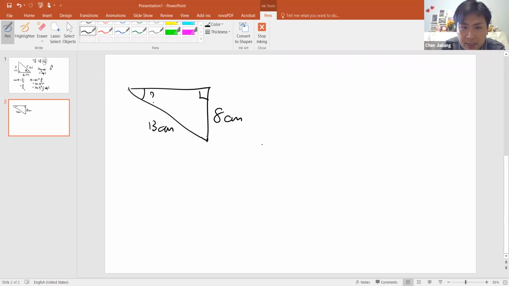Based on activity 2, I'm supposed to find the marked angle here. So this is the marked angle. Now, based on this, we need to label the sides of the right angle triangle as well. We always start with the hypotenuse. So which one will be the hypotenuse?